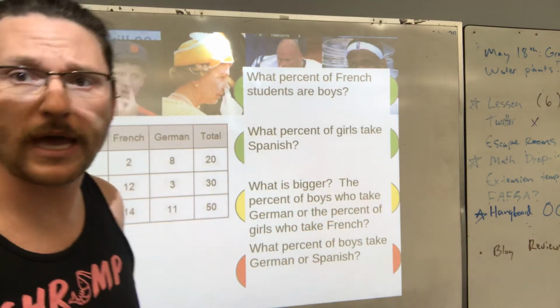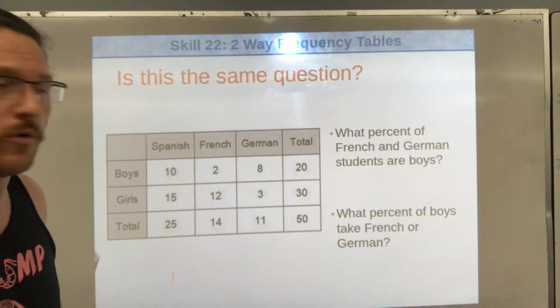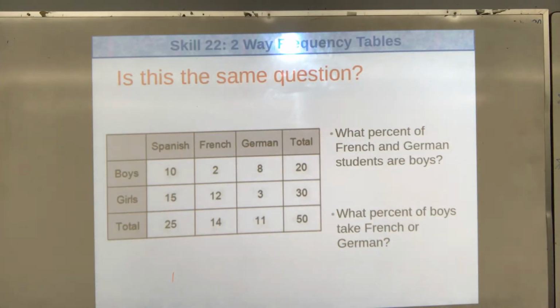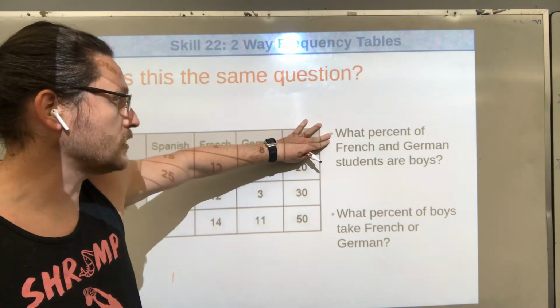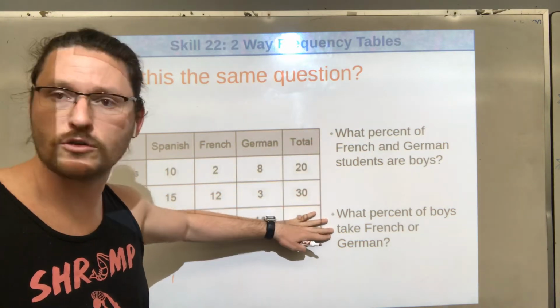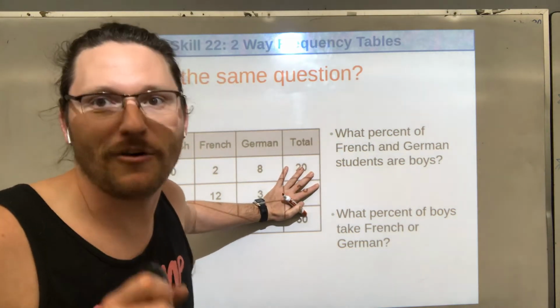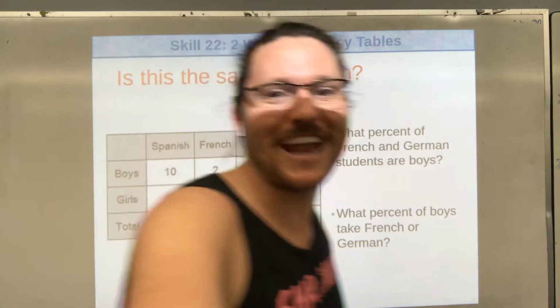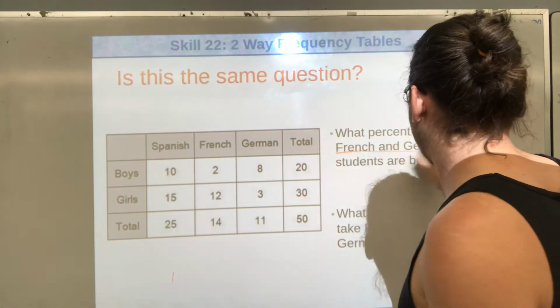these type of problems. Okay, so we're going to come back to that same two-way frequency table we were looking at before. It's the boys, girls, total, German, French, Spanish. What percent of French and German students are boys? What percent of boys take French or German? Are these the same question? No, no, no. Okay, they are not the same question. Okay, because of what comes right after our magic word.